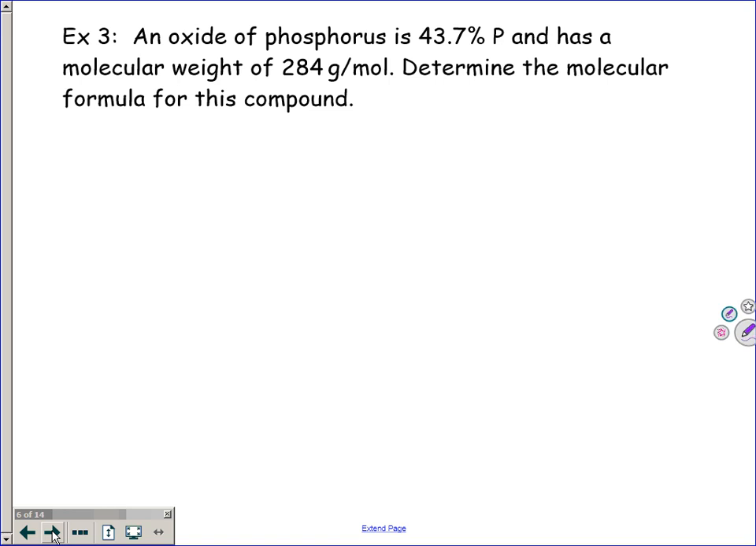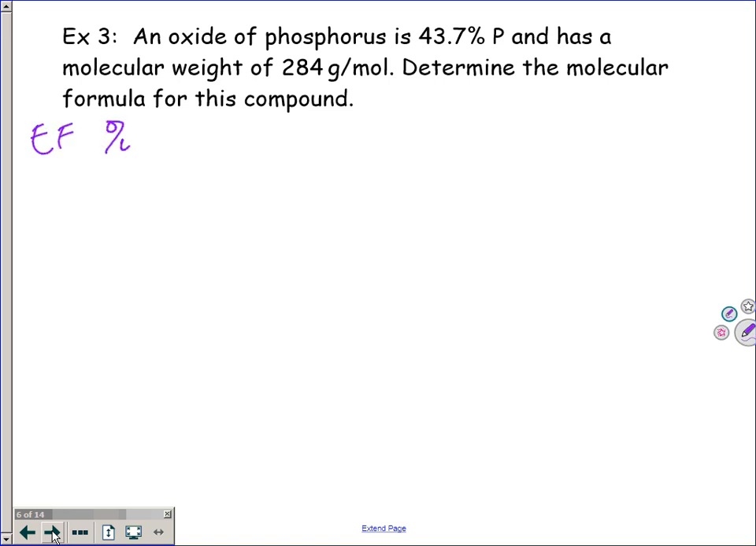Okay. All right. So let's take this one, and we're going to go from empirical to molecular. You have an oxide of phosphorus. So it's got phosphorus and oxygen, but it's 43.7% phosphorus, and then it tells you for later use the molecular weight is 248 grams per mole. So the first, obviously, since the question is to determine the molecular formula, we cannot determine the molecular formula until we've determined the empirical. So step 1, empirical.